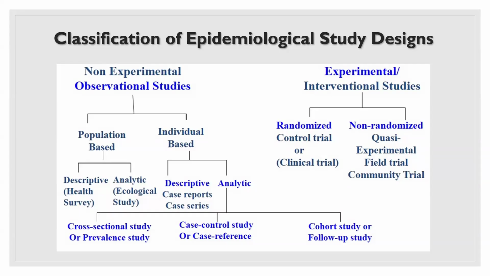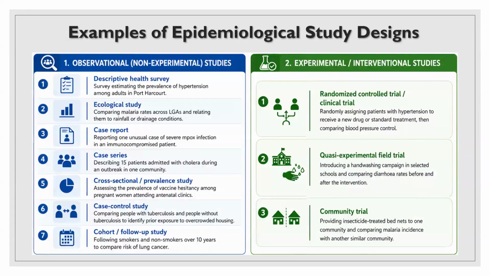For the experimental, you have two major categories: the randomized control trial, which is the original experimental design. Then you have the non-randomized, sometimes called quasi-experimental, where quasi means false, not a true experimental like the randomized control trial. So let's look at these things in details with examples.